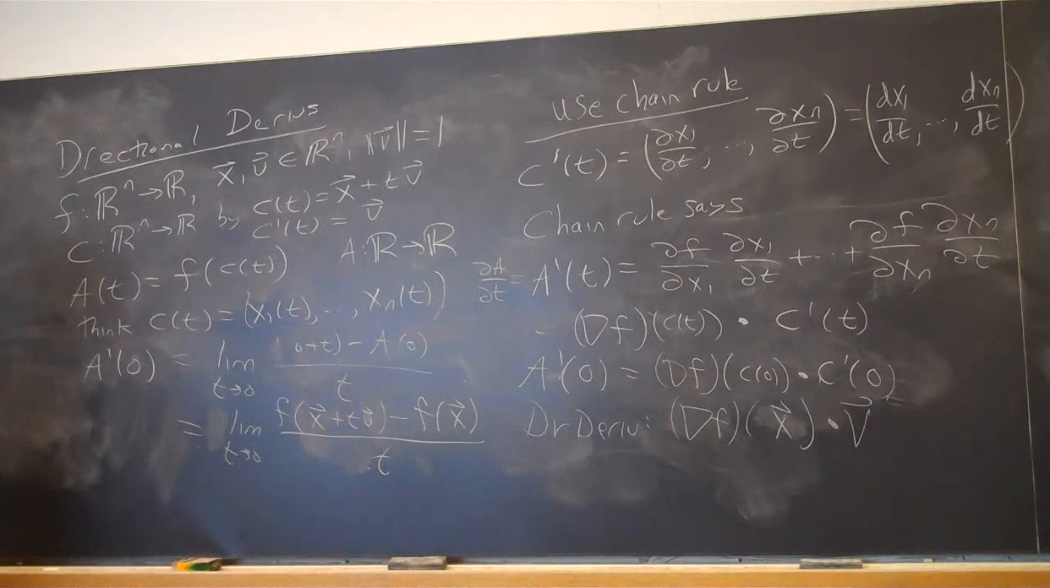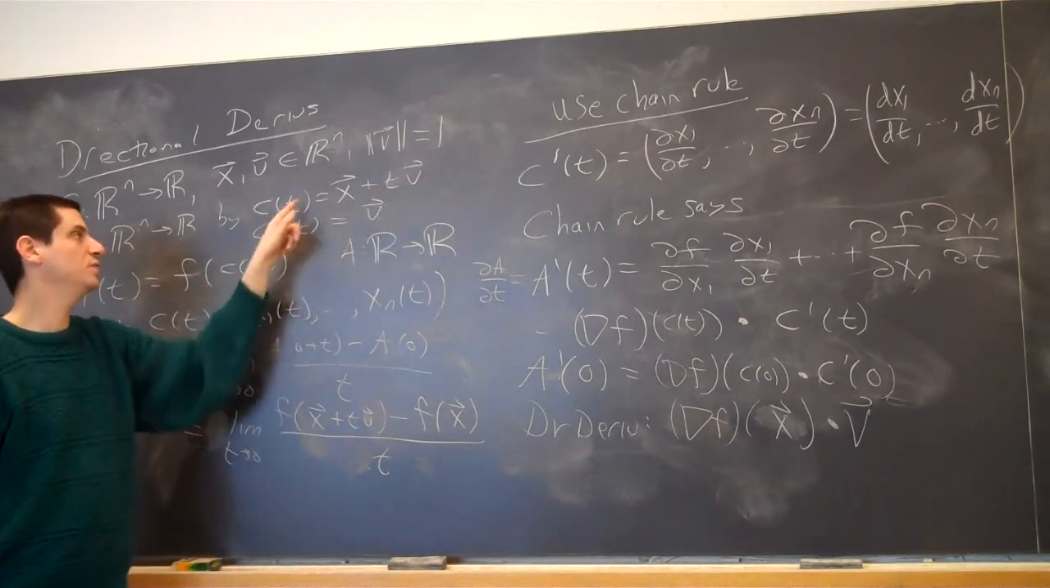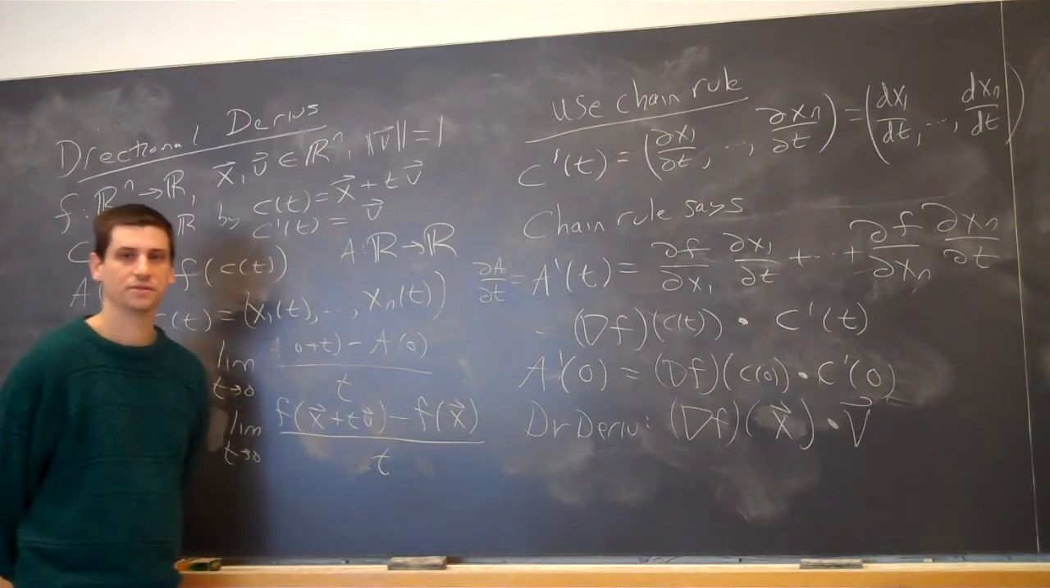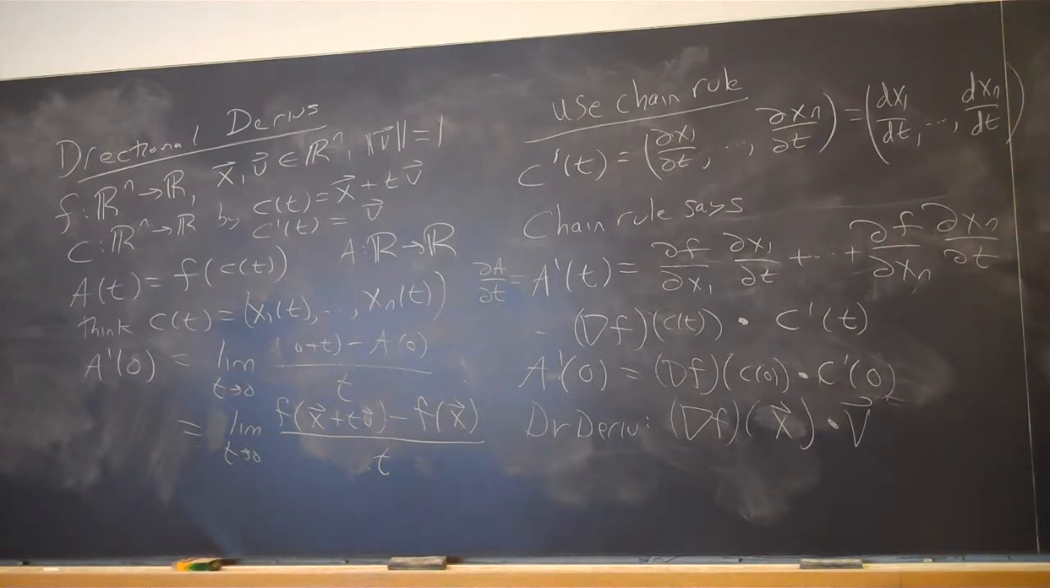We now have a choice. Yes? Why is your point c of 0 just x? c of t is x plus tv, so if I put in t equals 0, I just get the point x. Right. And so I hope we still have just a little bit of space right here, but notation.